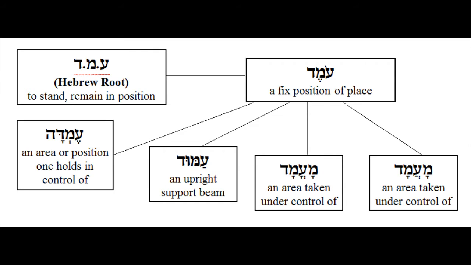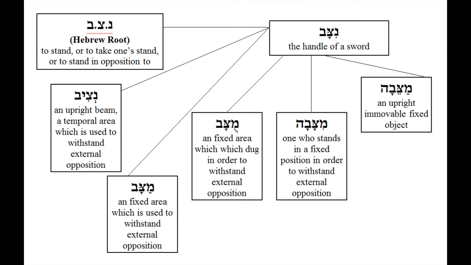So when Hebrew Jews were looking at things back in the days when these nouns were being brought forth, they identified the objects and the things based upon their function and characteristics, and it always entails a connection to the root. That's why you look at the next word, amda, an area position one holds in control of. So this would be a fortified area that an army post would be holding in order to keep the enemies from having the ability to attack and to overcome.